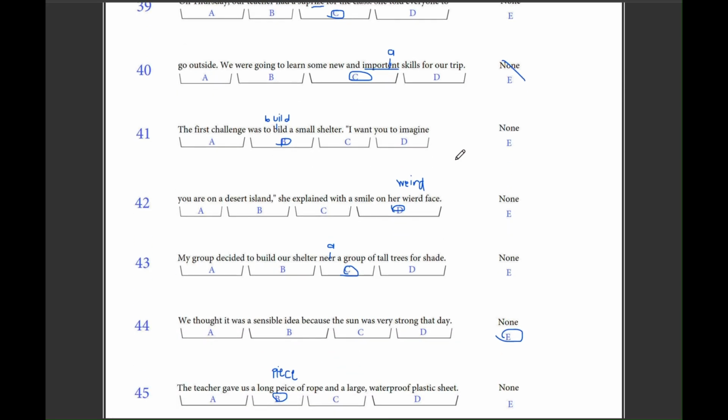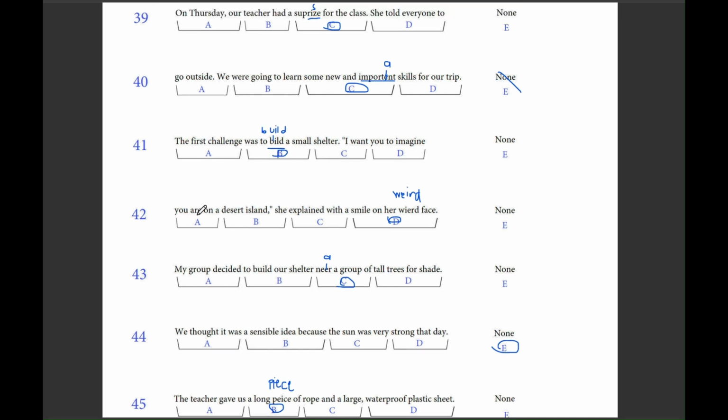Question 41. And for our last question, 41, another spelling sentence. The first challenge was to build a small shelter. Let's look at the choices. A, the first challenge, B, was to build, C, a small, D, shelter, and E, none. Thinking about why other choices are incorrect, we can see that only B has the spelling error. Therefore, the answer is B, was.